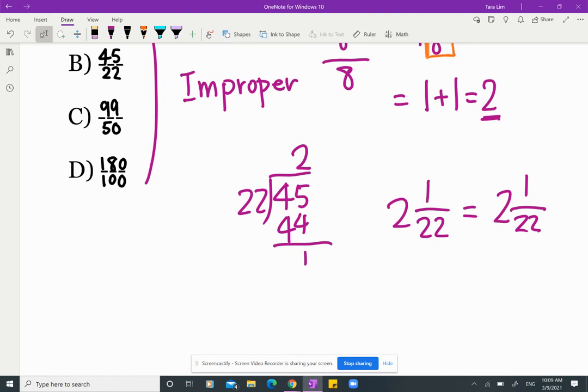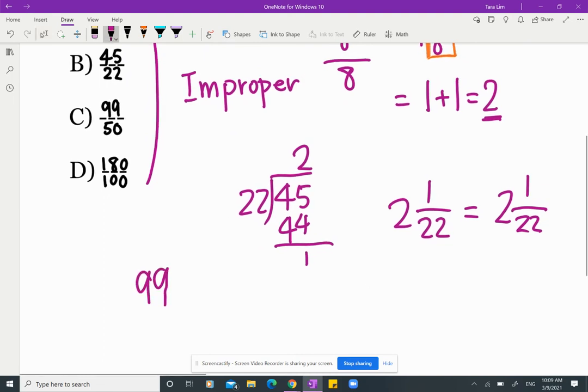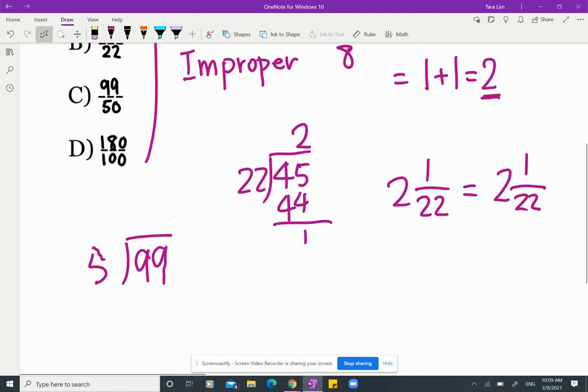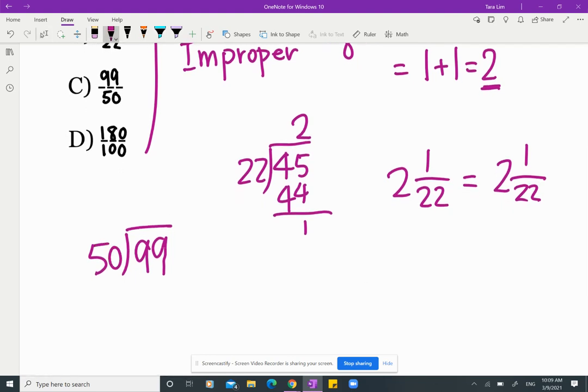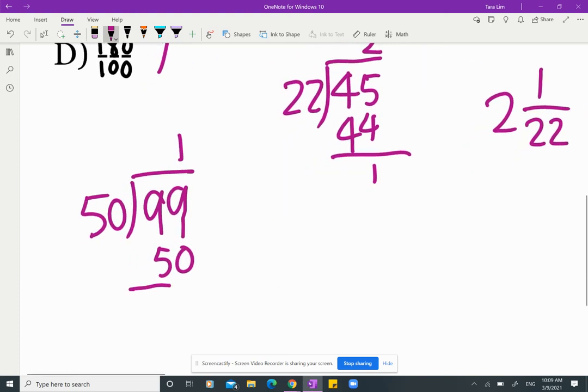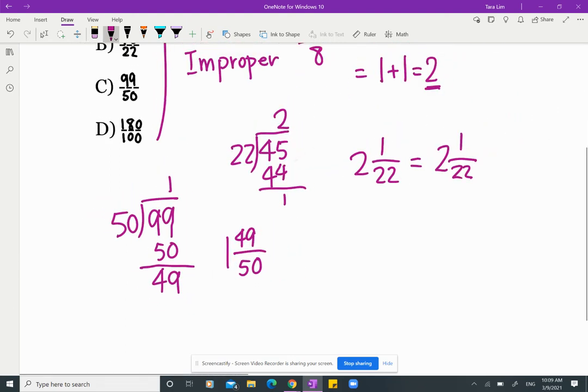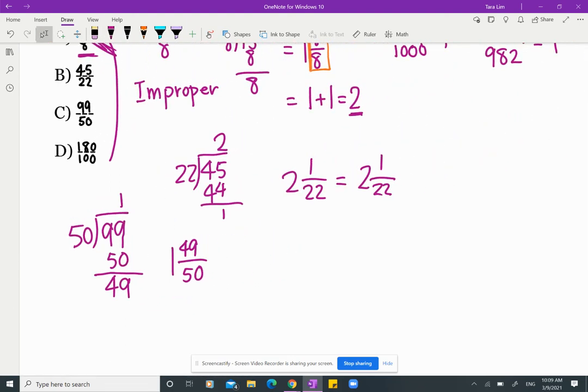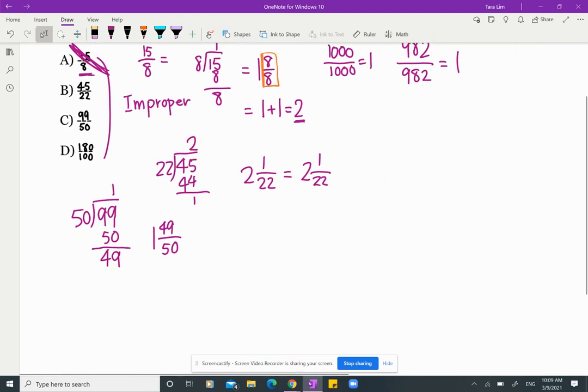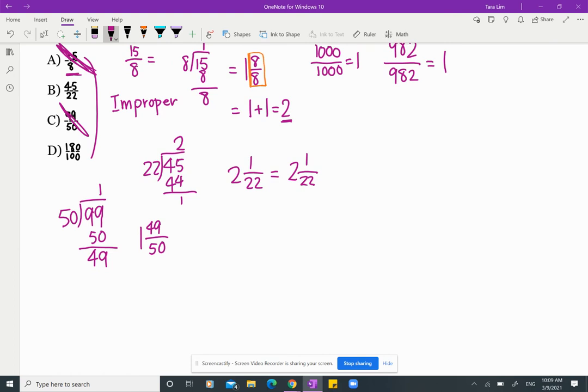So for C, 99 divided by 50. Now that gives us 1, because if it's 2, it gives us 100. So now that leaves 49. So 1 and 49 over 50. It is very, very close to 2. But because it is 1 and 49 over 50, C can be eliminated.